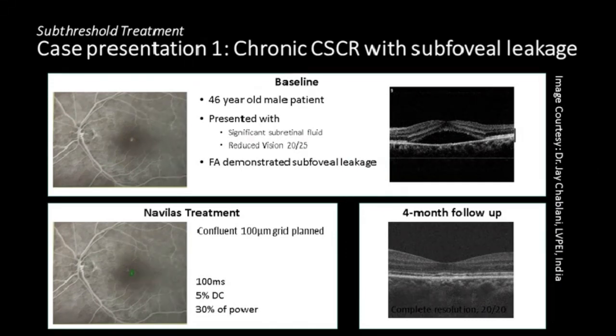Here's a chronic CSC with subfoveal leakage. Here you see that leak is right in the fovea. They're using 100 milliseconds with a 5% duty cycle at 30% power. Different people do it differently.